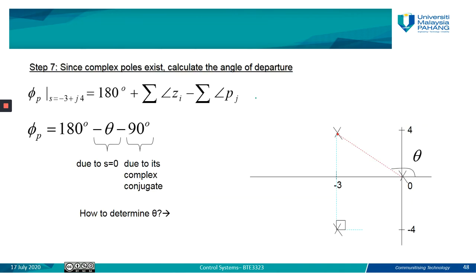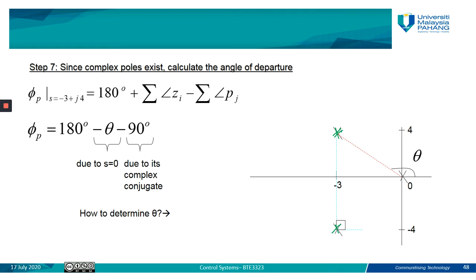Then if we go to the next rule, since we have complex poles, I mean, we have two complex poles, these poles must have an angle of departure because they are complex and they are poles. If they are zeros, they will have an angle of arrival.